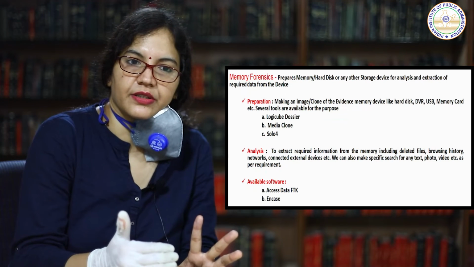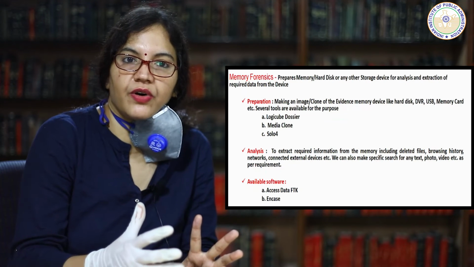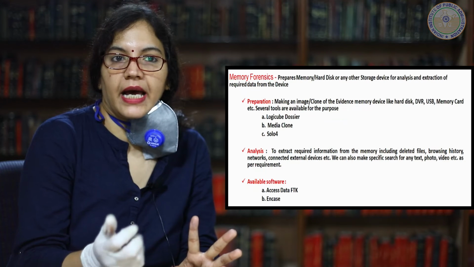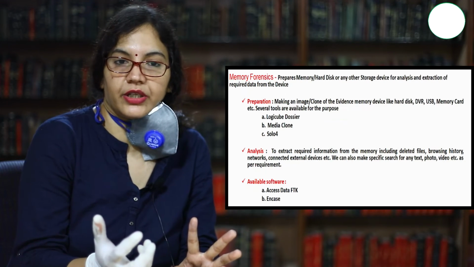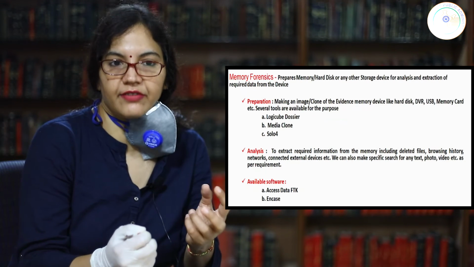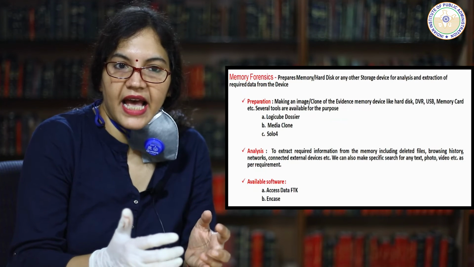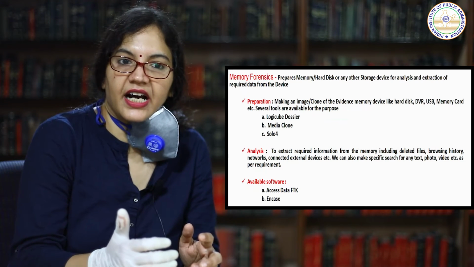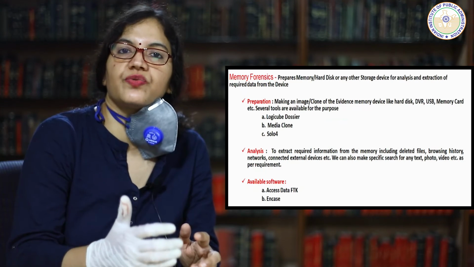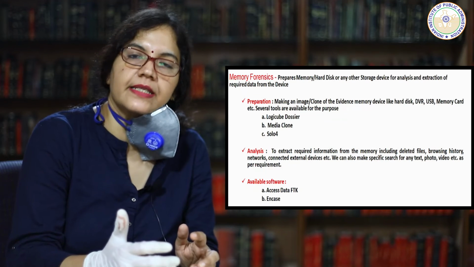Then comes the software. What software do we generally use when you want to analyze or recover that deleted data? Generally we use EnCase and AccessData FTK software, through which we do memory forensics. So that's all about data backup and recovery. We discussed the backup and recovery techniques, the types, and the software which we can use. We also discussed mobile data forensics and memory forensics.